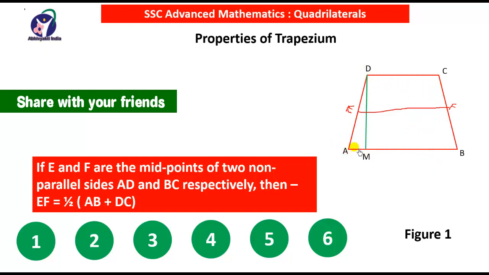If you have to find the length of EF, then it will be given by the formula half of AB plus DC.